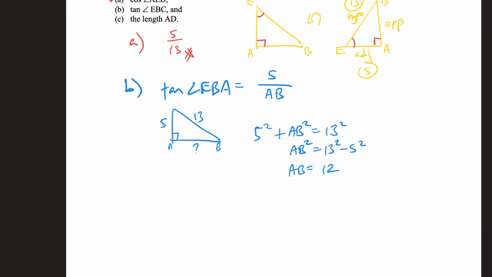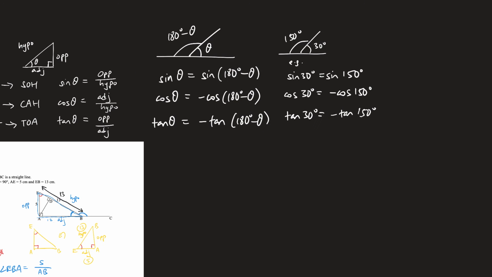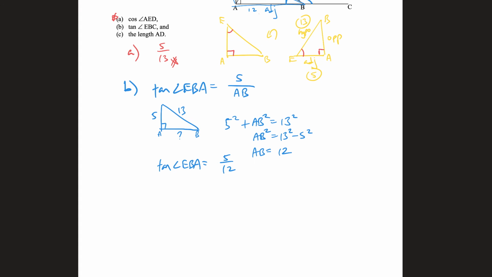Let's come back here. Now that we found AB, we can say tangent of EBA is 5 over 12. And what do we know? Tangent of the other angle, 180 minus theta, is just the negative of it. So we can say tangent of EBC is therefore negative 5 over 12. There we go.